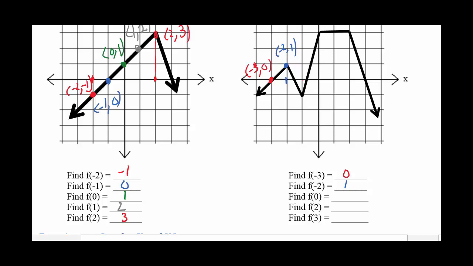F of 0, so come over here to 0, go up there. There is an ordered pair of 0 comma 1, 2, 3, so 0 comma 3, so that's a 3. F of 2, so 2 comma 3, and then f of 3, so 1, 2, 3, right there. So what ordered pair is that? That'd be 3, 0. So f of 3 happens to be 0.